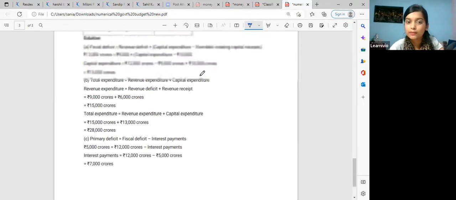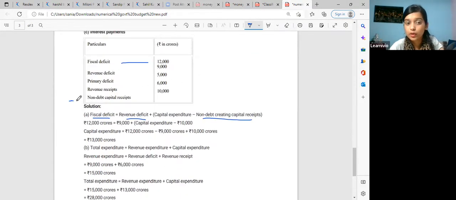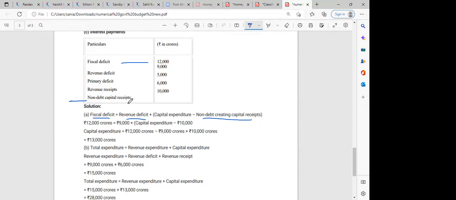Everyone got the point? Just remember this is a very new term, non-debt capital receipt. You are basically excluding the borrowings. Getting it? Non-debt capital receipt is your borrowing, you are excluding it. Okay? Got it?